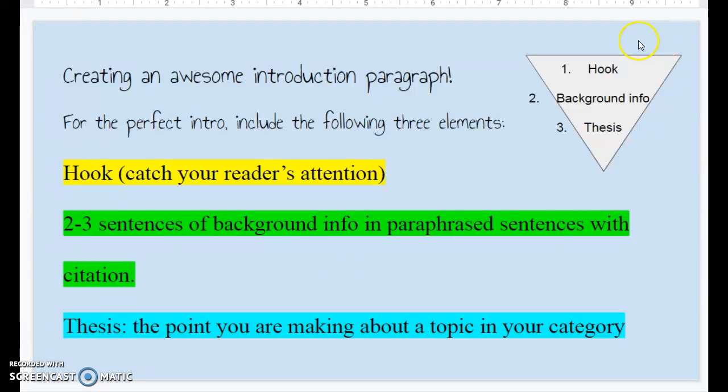So remember, your introduction is like an upside-down triangle, because your hook doesn't have to be very specific yet about what your topic is. It's just hinting at what your topic is. Your background info is introducing your topic, and then your thesis is exactly what you're talking about in your topic, and so it needs to be very specific. Okay, so it goes from more general to more specific, grounding into your topic.